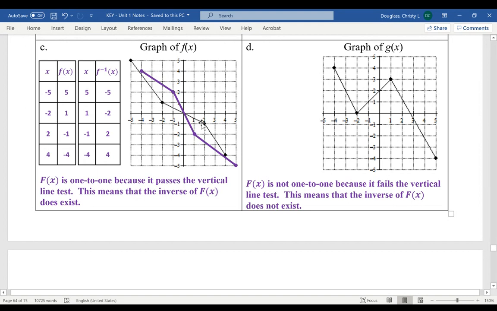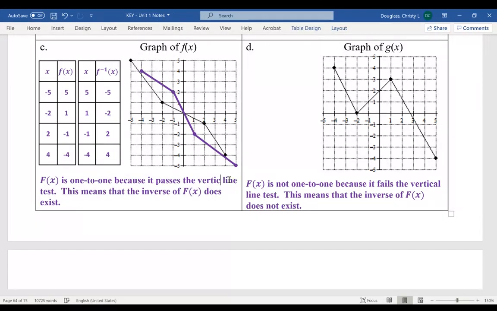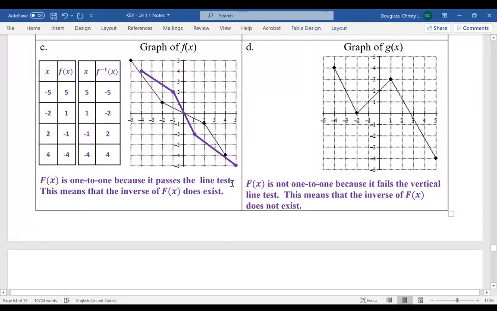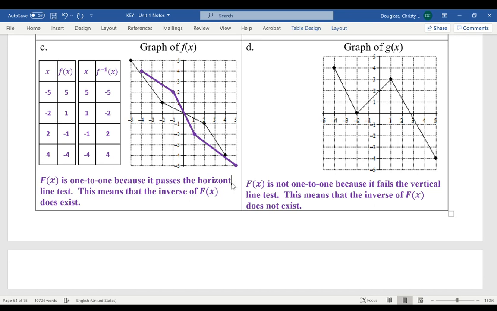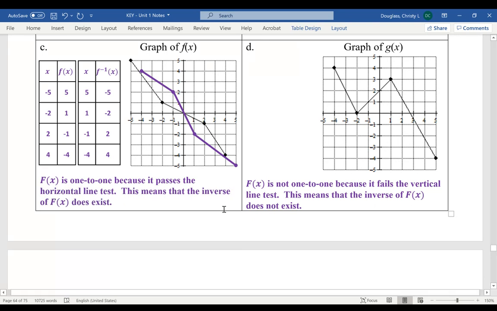Because the original graph passed the horizontal line test, then I am able, and I put vertical, let me put horizontal here. All functions pass the vertical line test, but f of x is 1-to-1 because it passes the horizontal line test. This means that the inverse does exist.